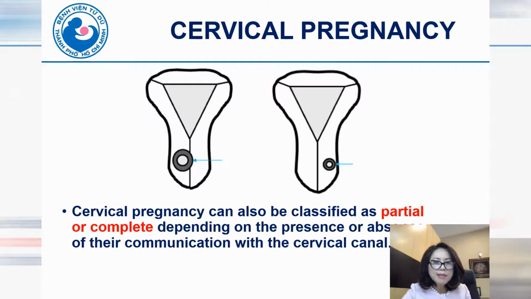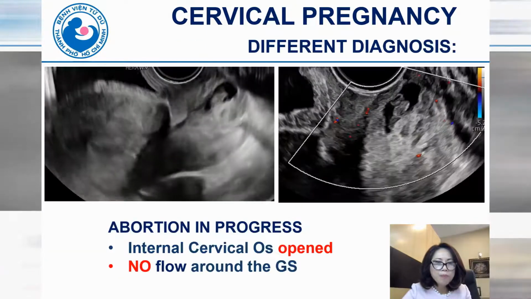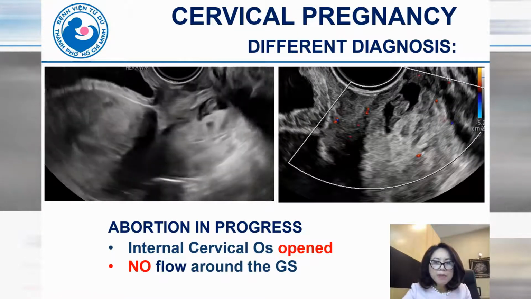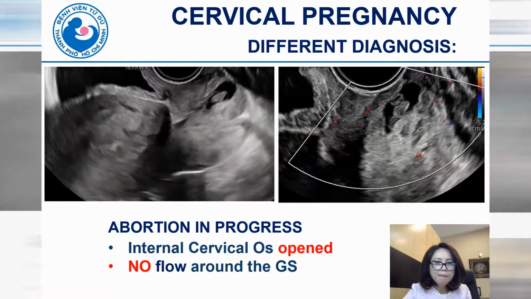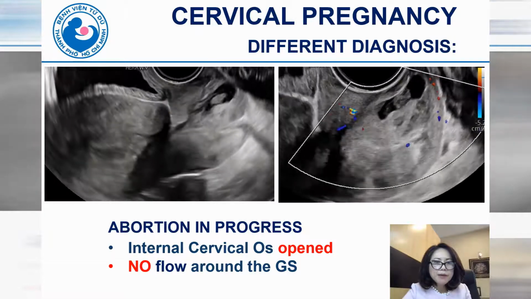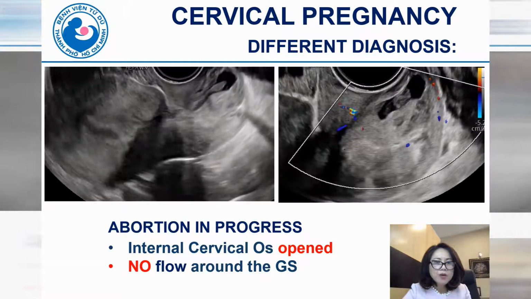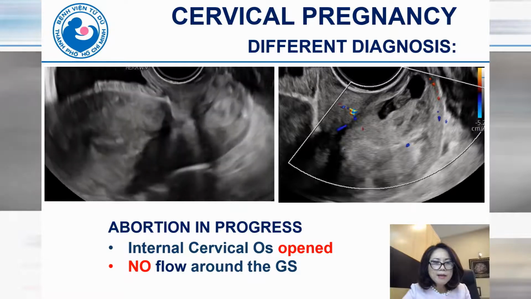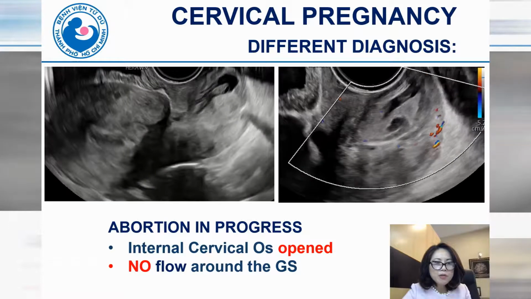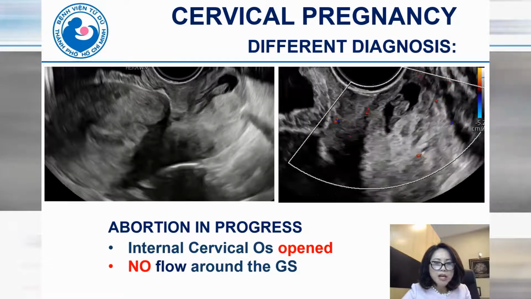Cervical pregnancy can also be classified as partial or complete, depending on the presence or absence of communication with the cervical canal. Cervical pregnancy must be distinguished from abortion in progress. In abortion in progress, because the GS is passing through the cervical canal, you can see the internal cervical os open, and on Doppler we don't see flow around the GS.